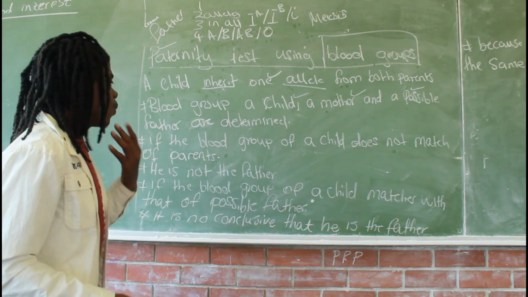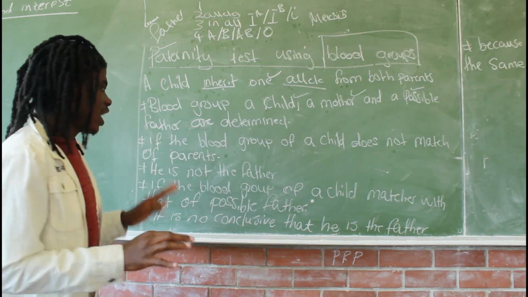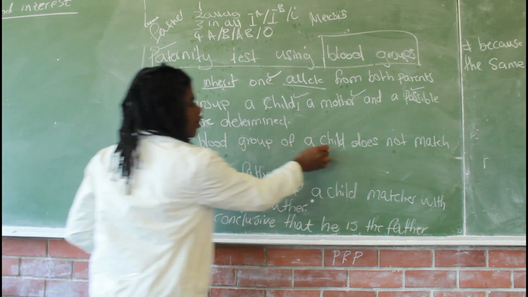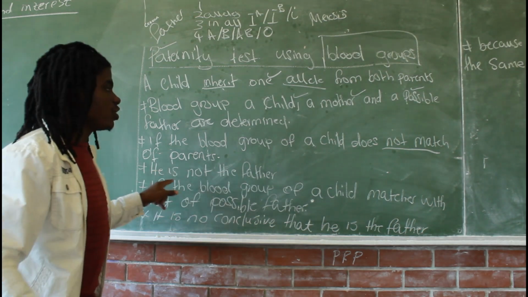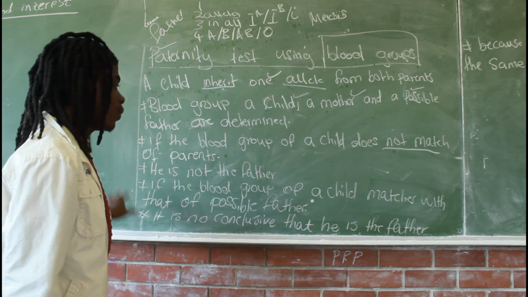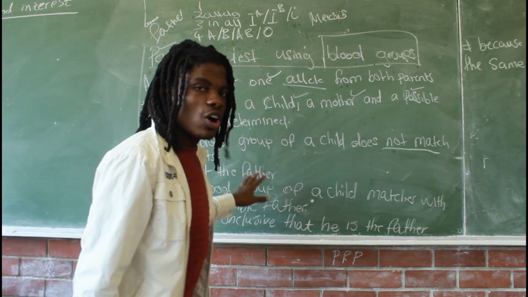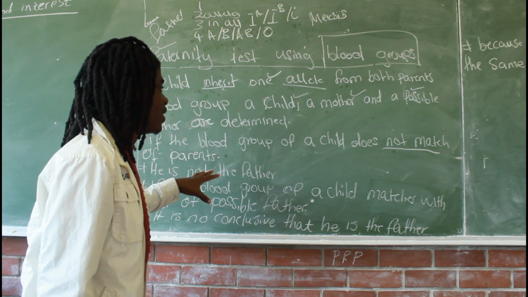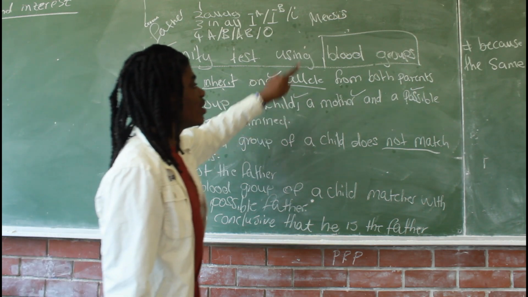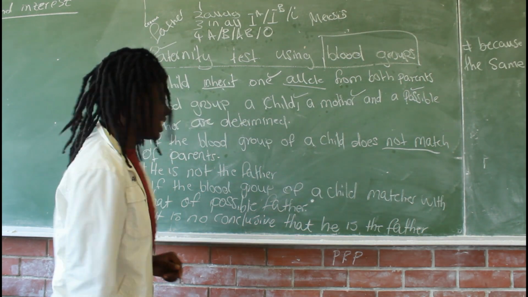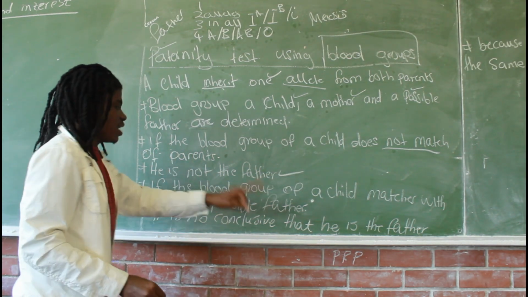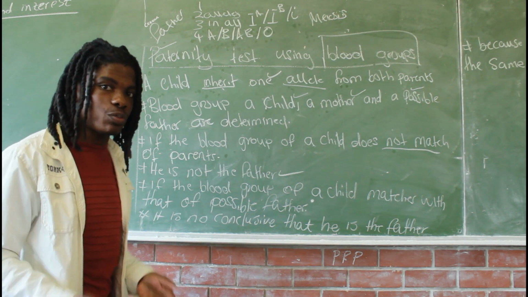What happens after that? If the blood group of a child does not match with the blood group of the parents, that is, with both the mother and the possible father, what does that mean? The conclusion is he is not the father because the blood groups do not match.